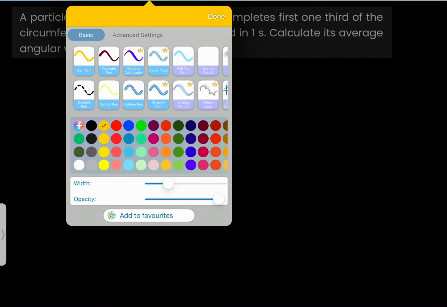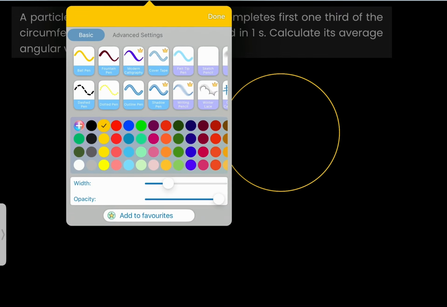A particle revolving in a circular path completes the first one third of the circumference in 2 seconds, while the next one third in 1 second. Calculate its average angular velocity. Fine. Let's try drawing a circle. He's saying one third of the circumference, where the total circumference of the circle is 2 pi r, but it's talking about revolutions.